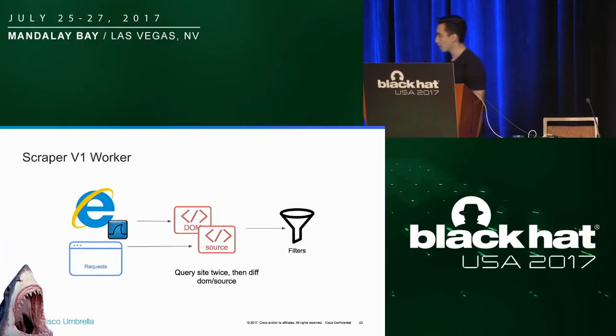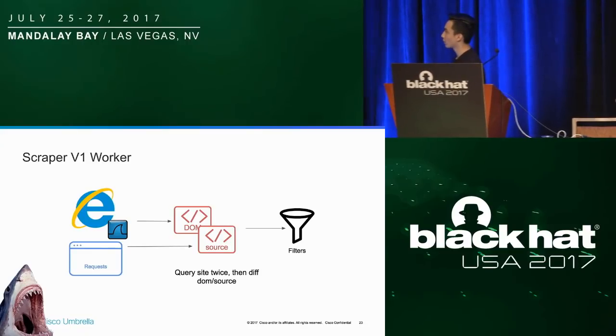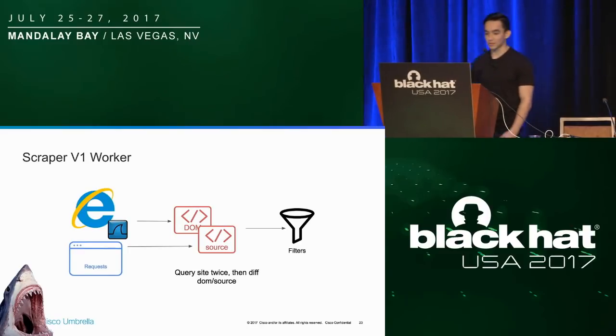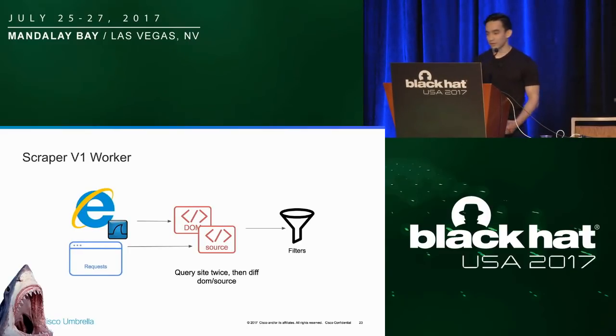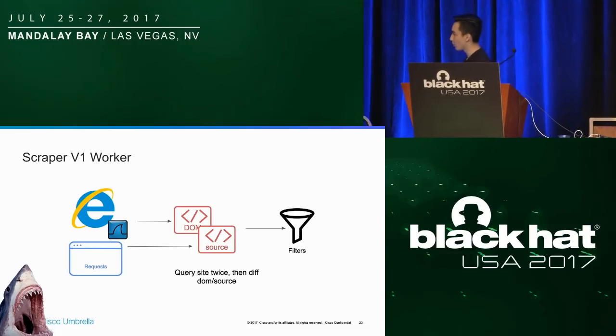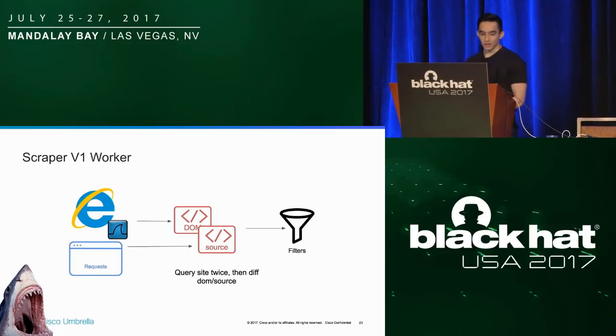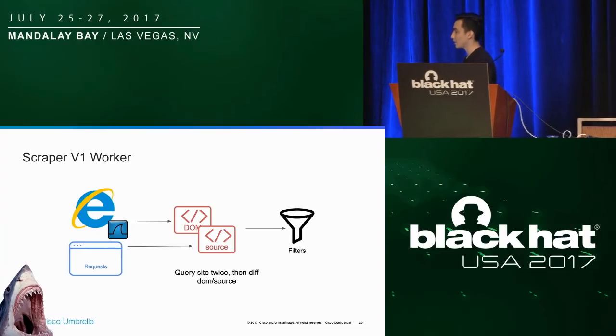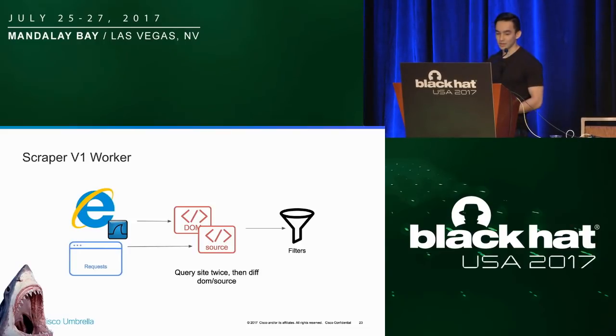So here's just a brief look at one of the worker processes. You'll notice that we're making two requests per compromised site, one with Internet Explorer through Selenium and one with Python requests. And this lets us take a diff of the render DOM versus the page source that was given to us. So this allows us to identify any iframes, embeds, params, or other includes that occurred post JavaScript execution.